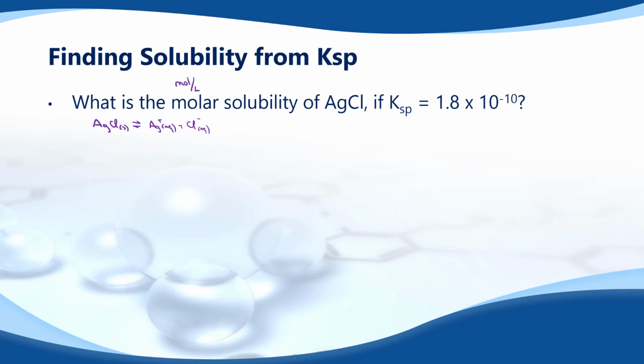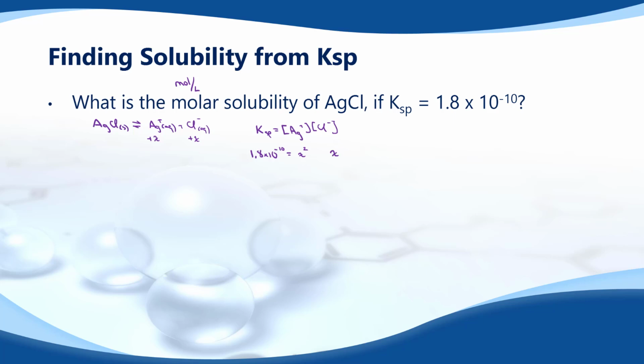And again, to show you why this works, this is going to be like a minus x here, so we're going to have plus x. Right, so we're going to say that KSP is equal to Ag plus Cl minus. Plug in all of our numbers. So we're going to say that 1.8 times 10 to the minus 10th is equal to x times x, or x squared.